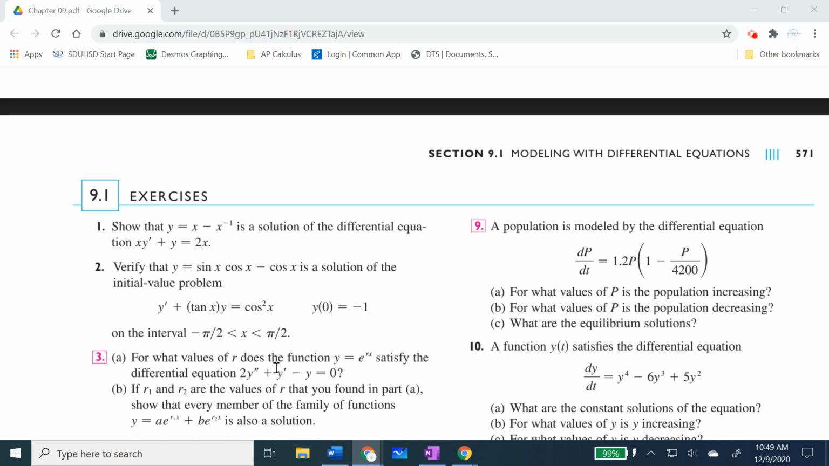3a is asking you to not only do that, but find out what r has to be equal to in order to satisfy that differential equation. And you have to do y prime and y double prime. But that's not too bad with the exponential function. So know that you have your y, you'll plug it in here. You'll find y prime, plug it in here, find y double prime, plug it in here, and then have fun with algebra until you can figure out what r has to be in order for that equation to be true.